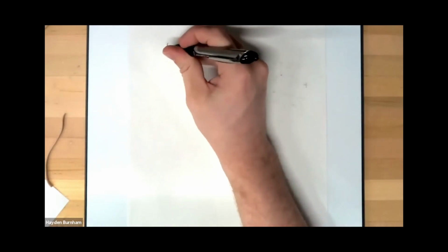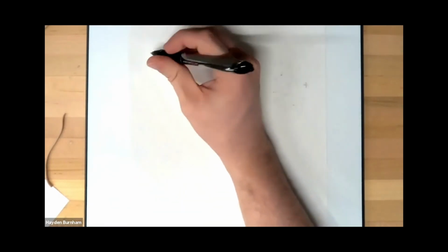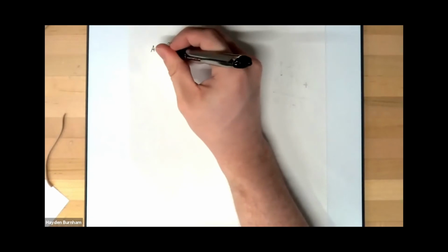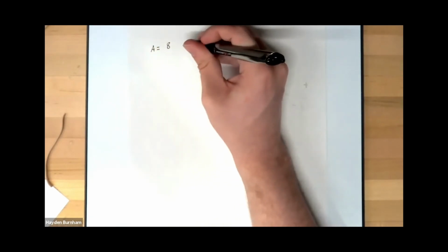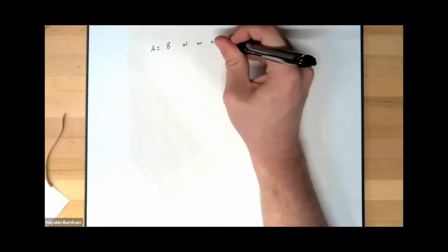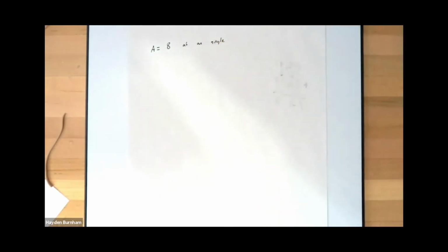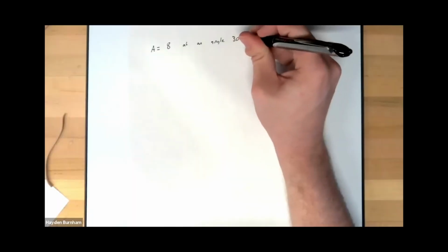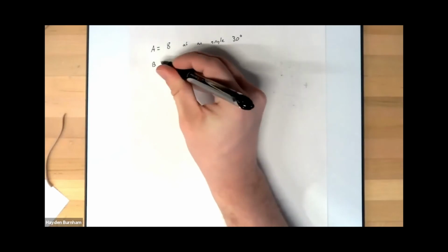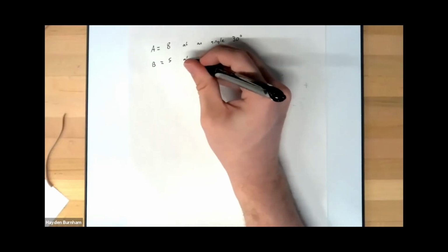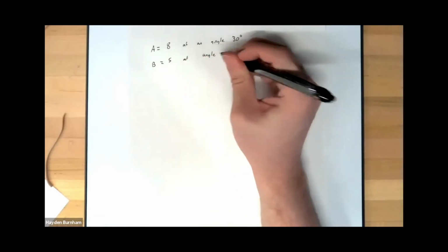Okay, so write down the numbers. The magnitude was 8, and we'll call this one A. So the magnitude was 8 at an angle of 30 degrees. And then we'll say this one's B, which is VW. Sorry, so 5 at angle 160.